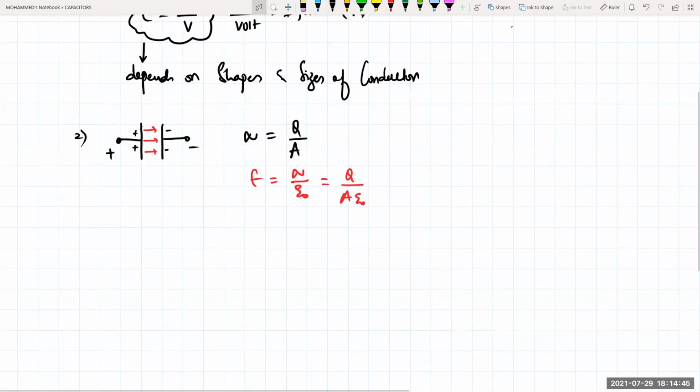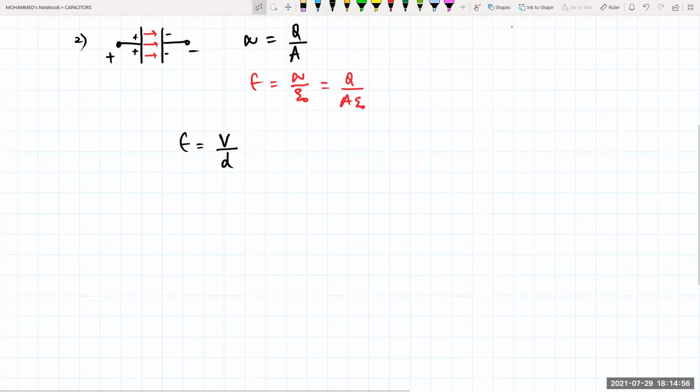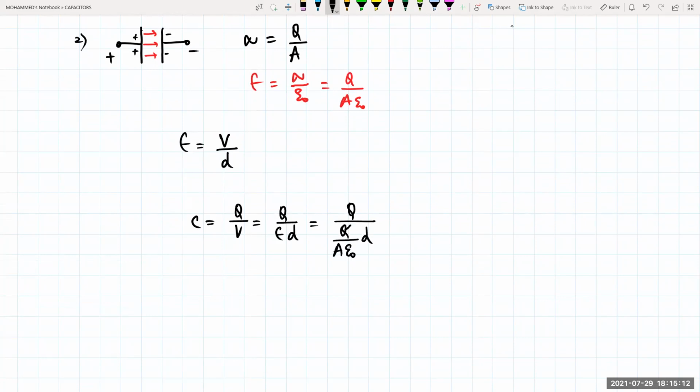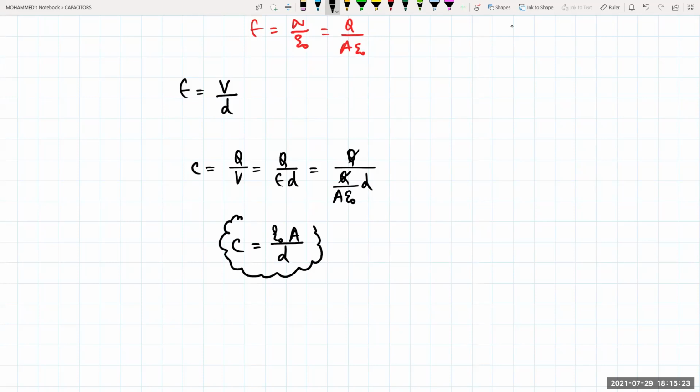Now what is the relation between electric field and electric potential, beta? E is equal to V by D. Now see the capacitance formula. C is equal to Q by V, that is equal to Q divided by E into D. Putting the value of E, Q divided by A into epsilon naught into D. This Q and this Q will get cancelled. So capacitance becomes C is equal to epsilon naught into A divided by D.